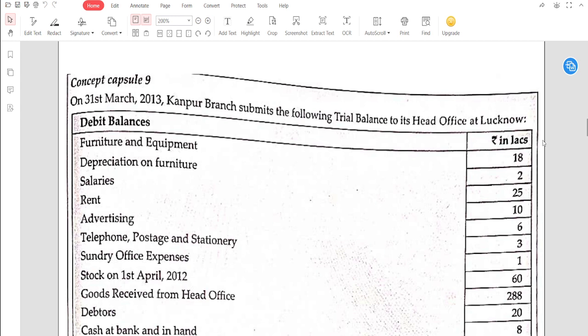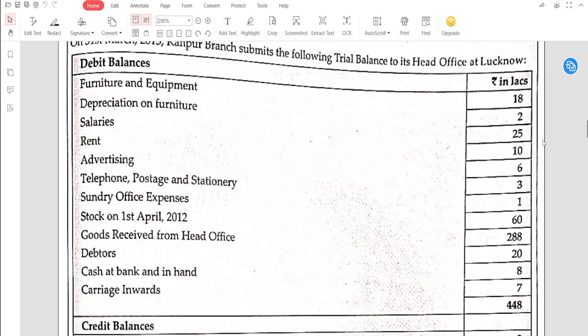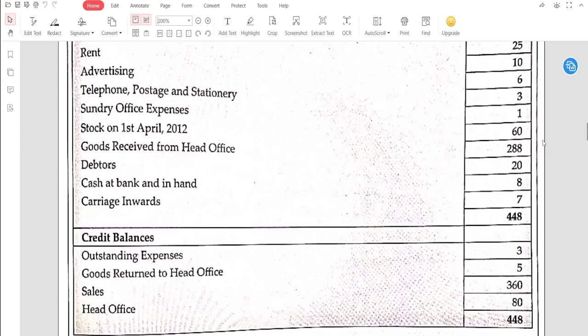So on 31st March 2013, कानपुर branch submits the following trial balance to HO at Lucknow. Now the debit balances are: furniture and equipment is 18 lakhs, depreciation on furniture is 2 lakh, salaries is 25 lakh, rent is 10 lakh, advertising is 6 lakh, telephone, post and stationery is 3 lakh, sundry office expense is 1 lakh, stock as on 1st April is 60 lakh, goods received from HO is 288 lakh, debtors is 20 lakh, cash at bank and in hand is 8 lakh, and carriage inward is 7 lakh. So the total amount of the debit side is 448 lakhs.